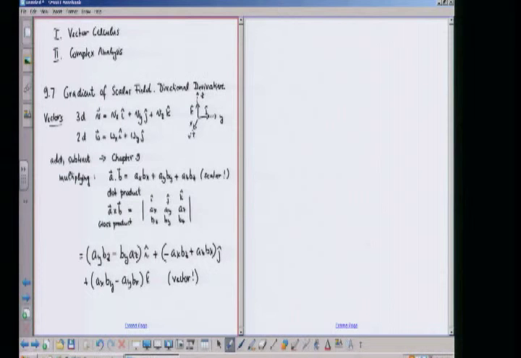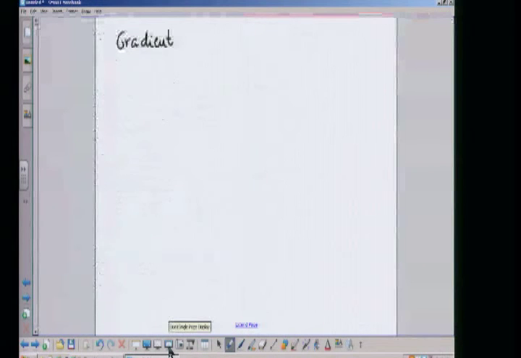Okay? So let me start to talk about the gradient of a vector field. I can switch back to the view. So the gradient is actually taking a scalar function and producing a vector out of it.